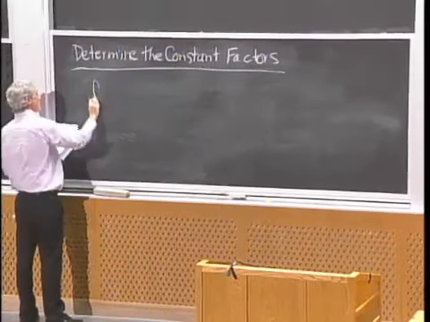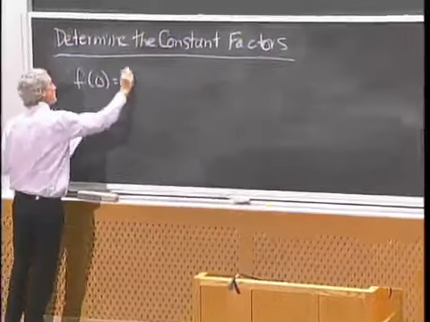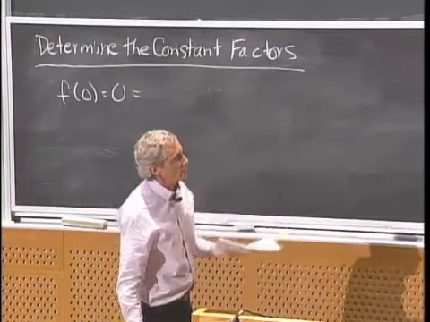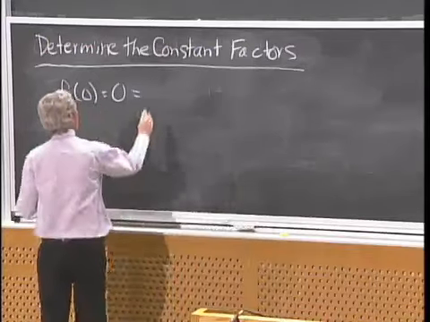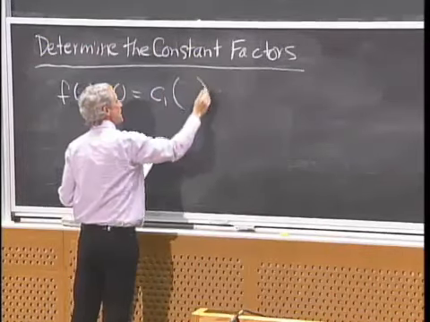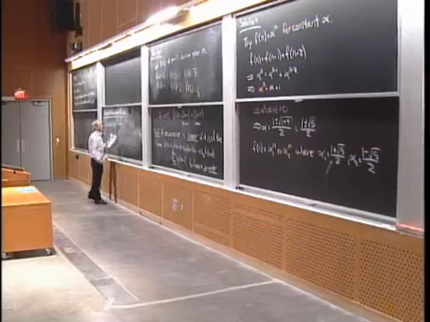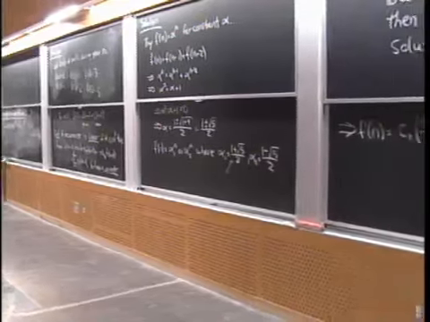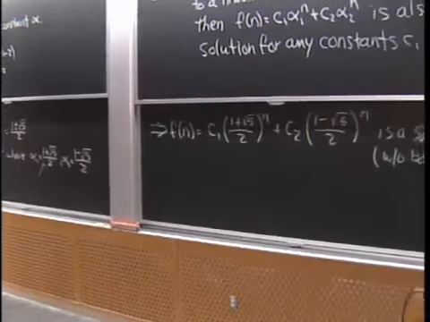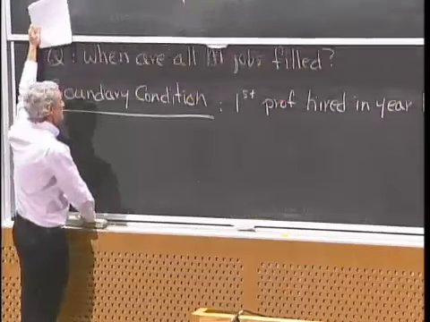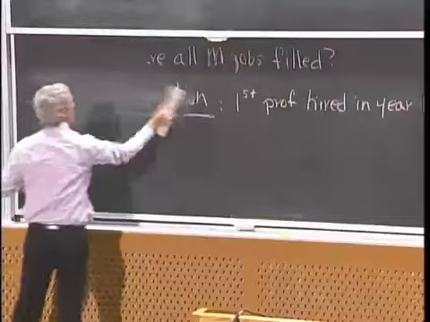So we have f of 0 equals 0 from the boundary condition, and now we plug that into our formula over there. That's C1 times alpha 1 to the 0 plus C2 alpha 2 to the 0. Of course, anything to the 0 is just 1. And that means that C2 equals minus C1. All right. And now I use the next boundary condition to nail them down.